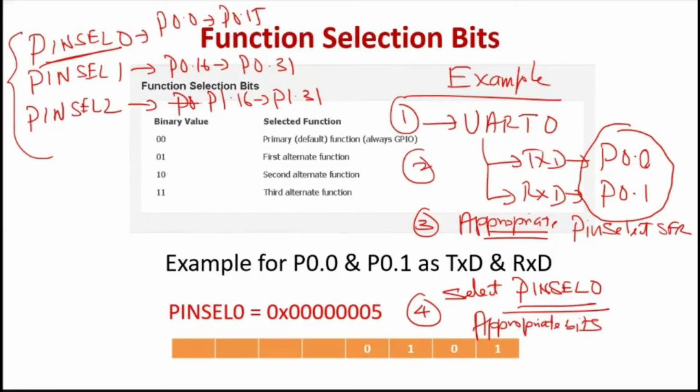What do you mean by appropriate bits? The first 2 bits of pin select 0 SFR deal with port 0.0. The next 2 bits of pin select 0 SFR deal with port 0.1. Now, what are the 2 values that I have to put here?